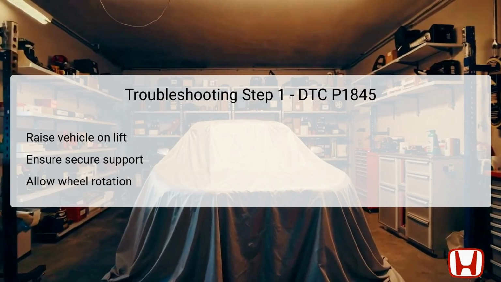The first troubleshooting step involves raising the vehicle on a lift to inspect the components safely. This procedure is crucial for ensuring that all four wheels can rotate freely, thus allowing the necessary checks to be performed without obstruction. Make sure that the vehicle is securely supported before proceeding with any further inspections.